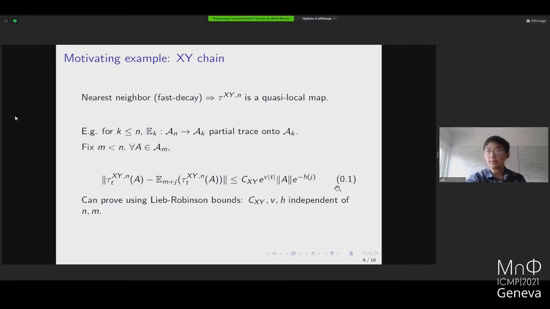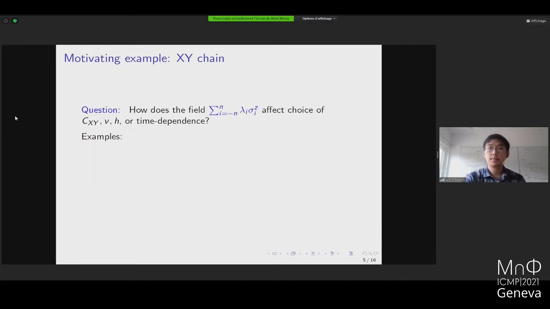And you can prove such an approximation as an equation like one using so-called Lieb-Robinson bounds, which I will define in a second. But the idea is that if you use these bounds, then you can very explicitly determine the constants, the prefactors, and the decay properties of this bound in a way which is independent of the system size. So here's our first question. How does the choice of the field in the XY model affect these constants, prefactors, and time dependence?